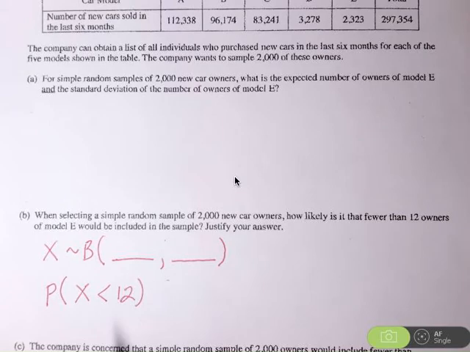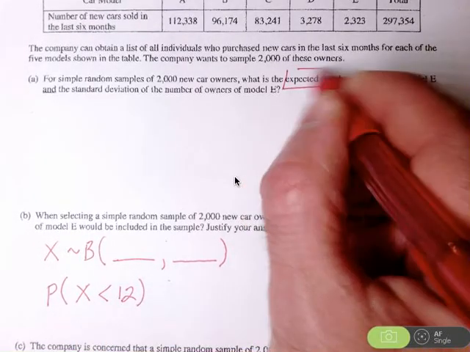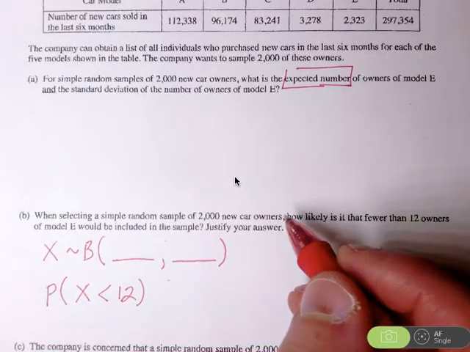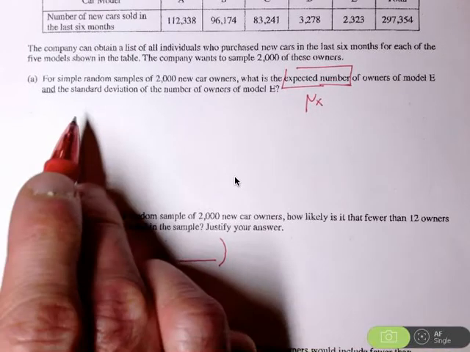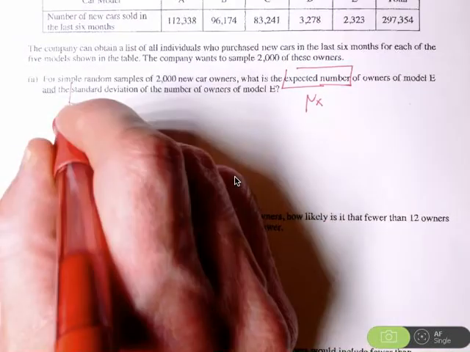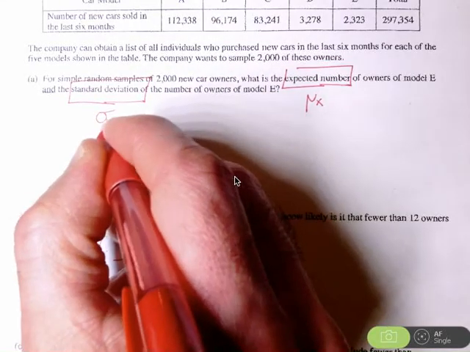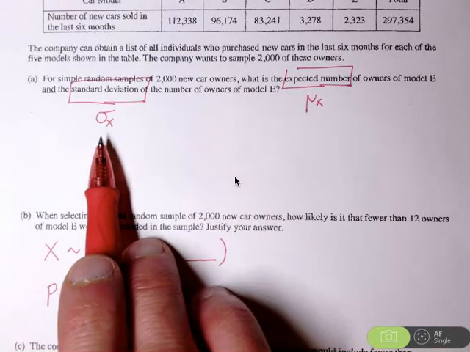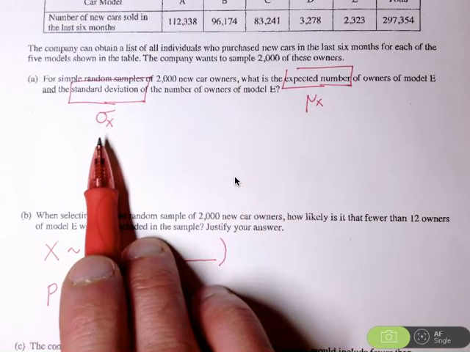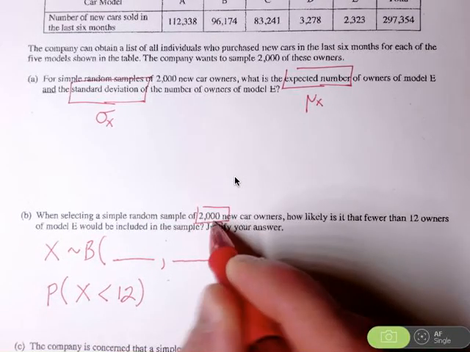Because now we know that it's binomial, it's not particularly hard to find the expected number of owners of Model E. That would be mu. And the standard deviation of the number of owners of Model E, that would be sigma. So you should have formulas for calculating mu and sigma for a binomially distributed random variable. So you need to know what n is. That would be our fixed number of trials, the 2,000.